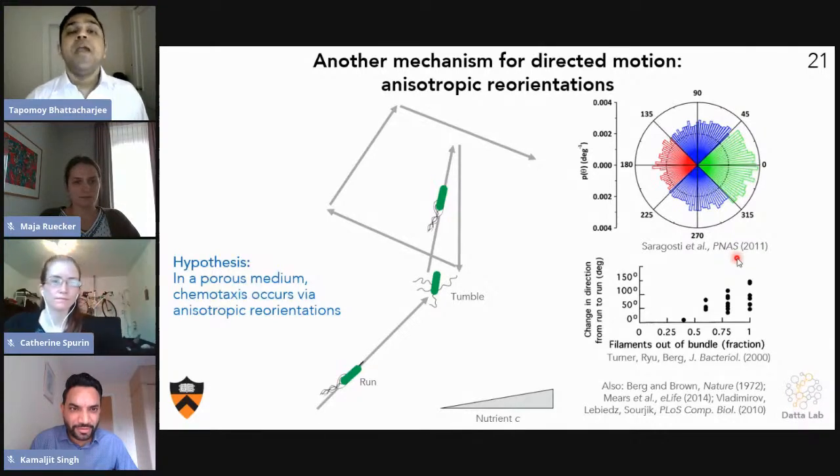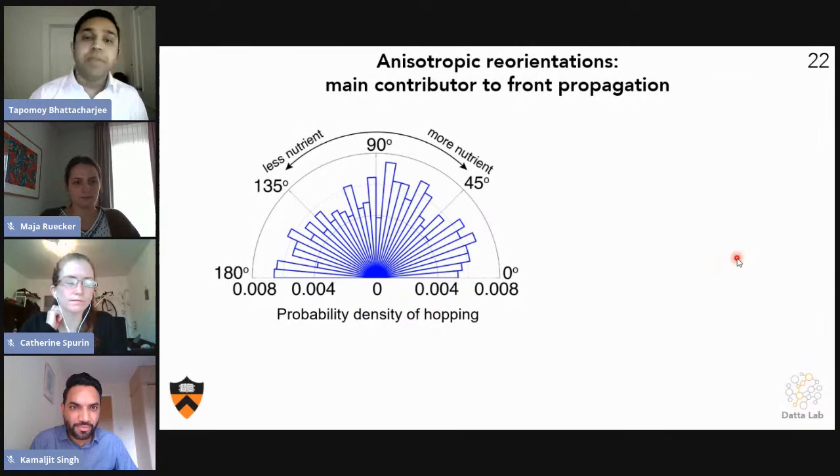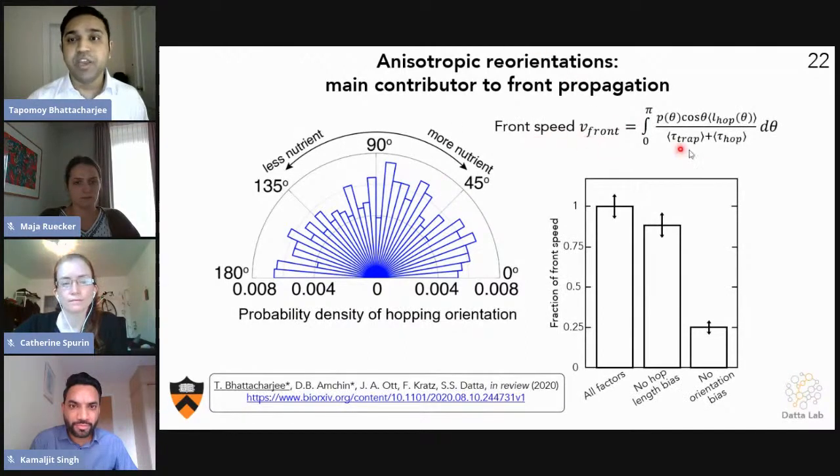And to verify this, we measured the probability density of hopping in different directions, and you find that indeed cells are more probable to hop towards a more nutrient-rich zone. And to verify the relative contribution of these two mechanisms, we have measured the chemotactic front speed from the individual cell motion. And in this equation, if we replace the directionally dependent hop length by an average value, it does not change the overall front speed. However, if we replace the directional bias of the hopping by a uniform distribution, that completely changes the chemotactic front speed, which confirms that this secondary mechanism is the dominant mechanism of chemotaxis in porous media.